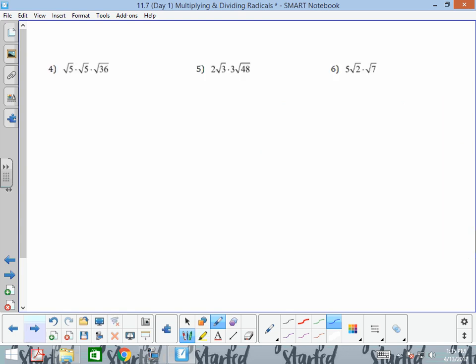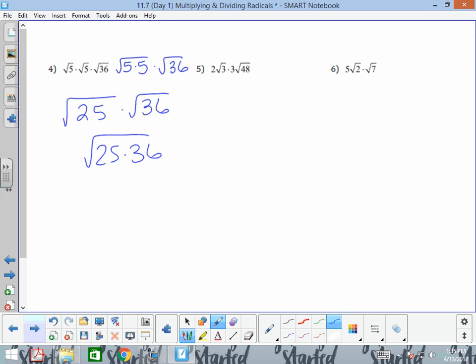Alright, so number 4. We have the square root of 5 times 5, square root of 5, so both those are underneath the radical, times the square root of 36. Now, square root of 5 times 5 is square root of 25 times the square root of 36. Now I'm just multiplying 25 times 36, but I don't want to multiply 25 times 36, because that's a big number, so I'm going to take the square root of 25, which is 5, and the square root of 36, which is 6, and multiply those two numbers together. Okay? I'm showing you how to do some things that you would do whenever you can't use a calculator, which, again, you won't be able to do.